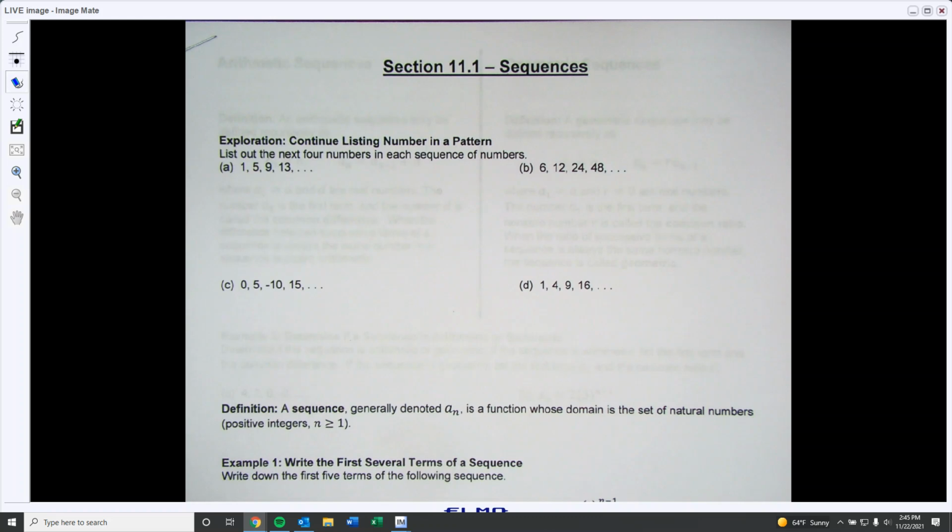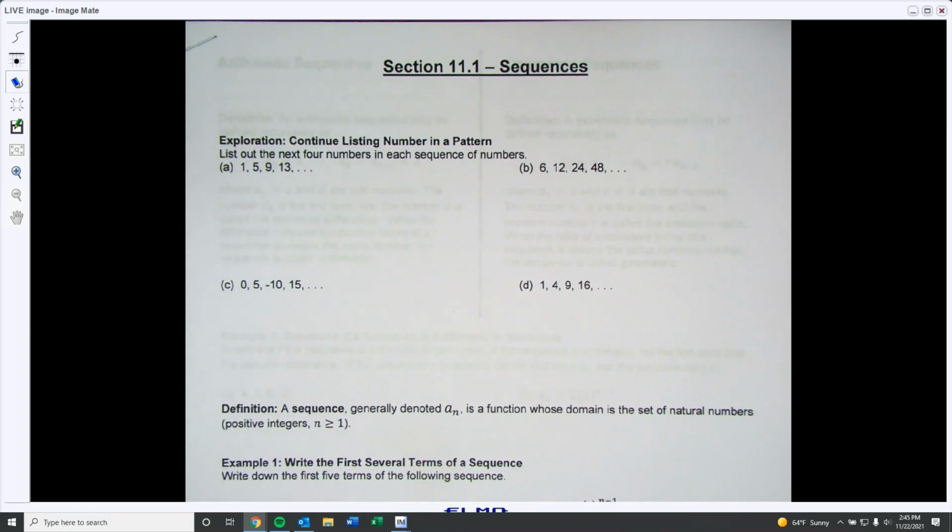And anytime we talk about sequences in the math world, what you need to be thinking about is a pattern. So for our first little exploration, I give us a sequence, and I want us to list out the next four numbers in that sequence. In order to do this, you need to be able to look at it and identify the pattern that's happening. So looking at this first one, I have 4, 5, 9, and 13.